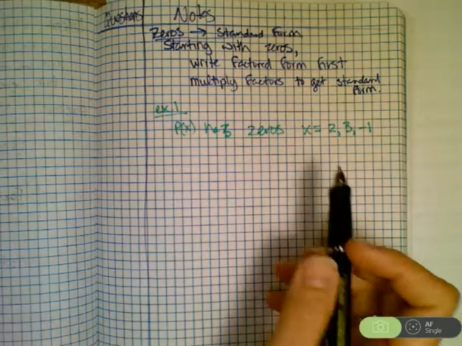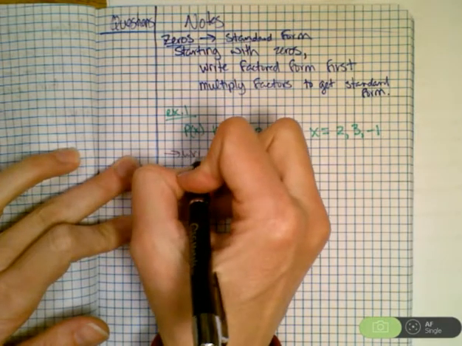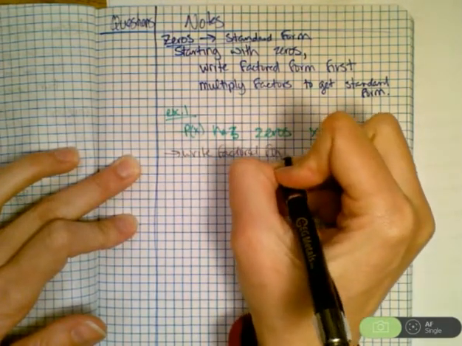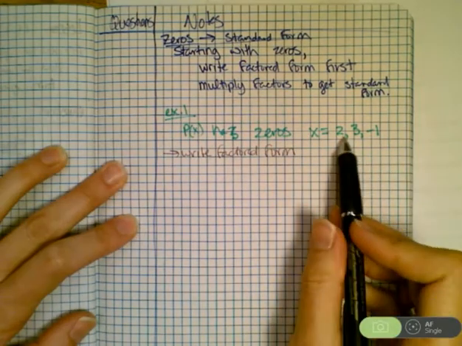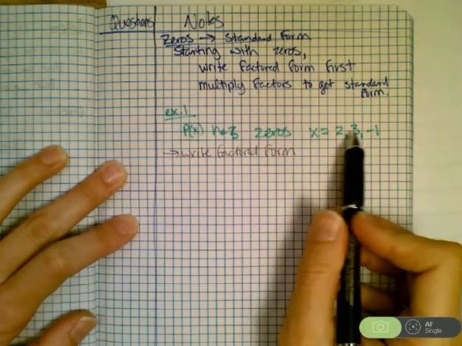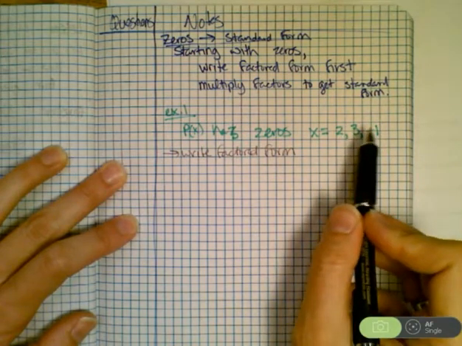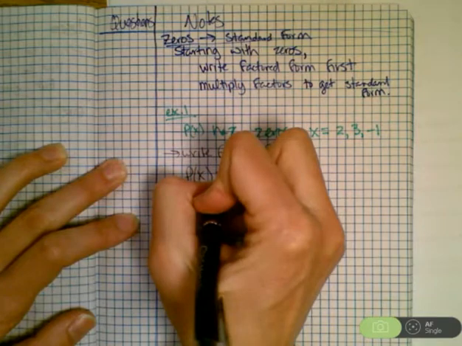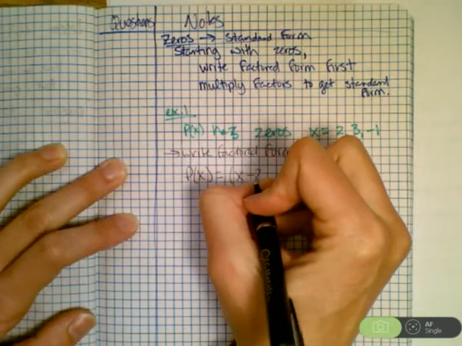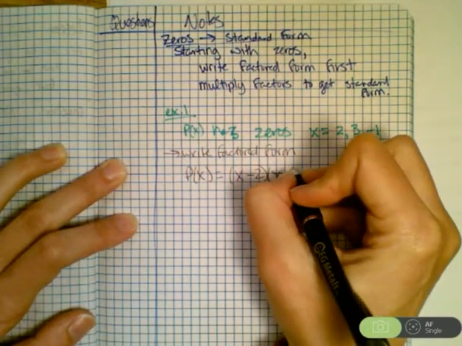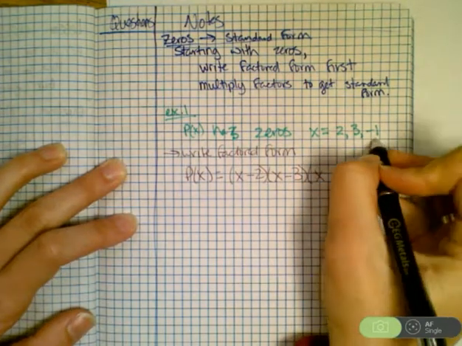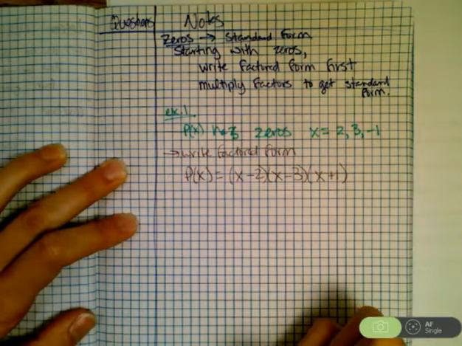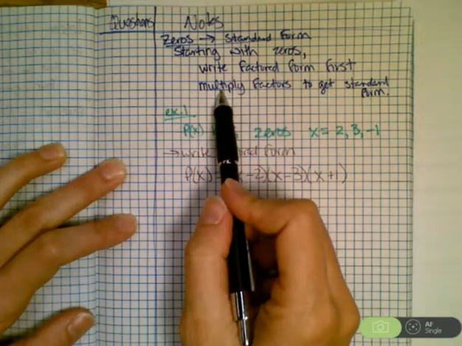So the first thing we do is write the factored form. And the relationship between the zeros and the factored form is that each zero, remember the opposite of that goes into the factored form. So we write P of x equals x minus 2, x minus 3, and then minus -1 makes it +1. So that's our factored form. Now we just have to multiply those out.